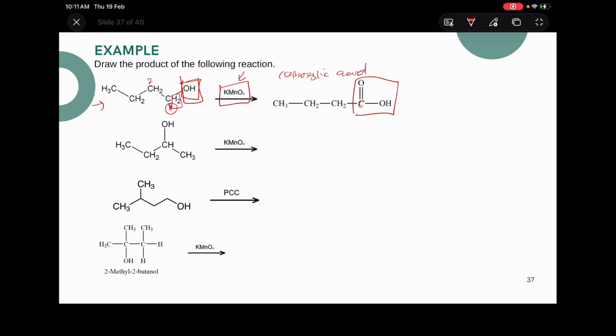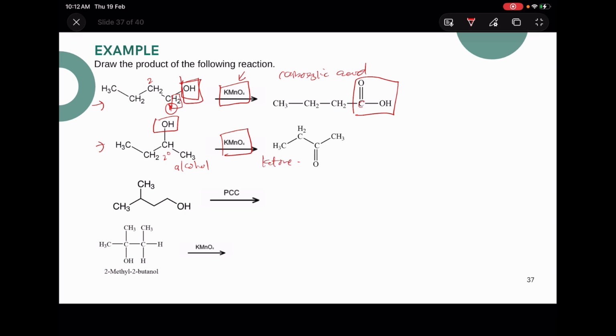Okay, and then for the second structure, the hydroxyl group is attached in the middle of the structure, which is the secondary alcohol. So when the secondary alcohol reacts with an oxidizing agent, any oxidizing agent, it will oxidize from alcohol to ketone, only one product.